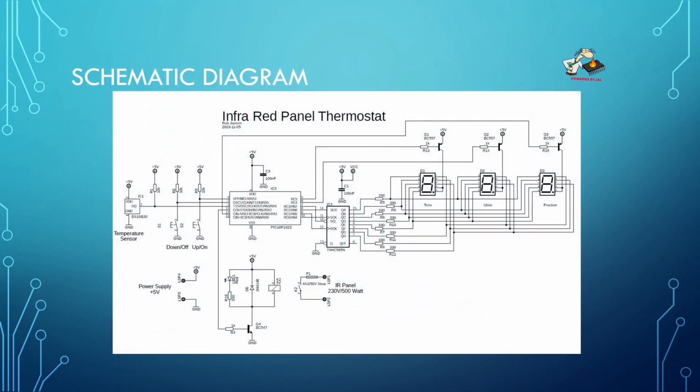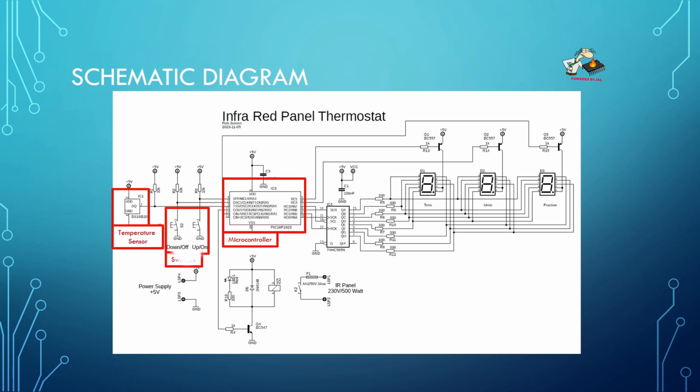So the schematic diagram looks as follows. It starts with the microcontroller, which does all the work. And on the left I'm using a DS18B20 temperature sensor, which is capable of measuring temperatures in half degrees Celsius. Then there are two switches, one for turning the device up and one for down, but also for increasing and decreasing the temperature and the timer values.